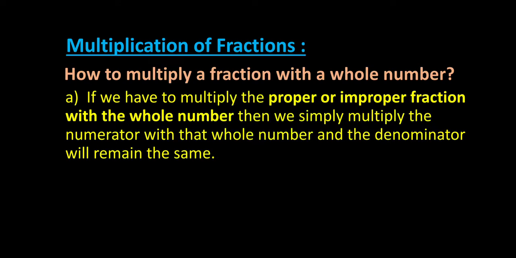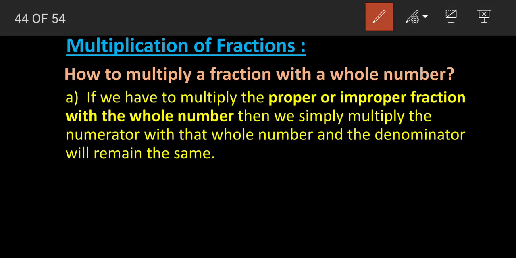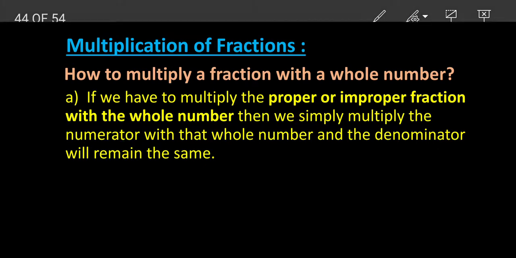If we have to multiply a proper or improper fraction with a whole number, then simply multiply the numerator with the whole number and the denominator remains the same. So while we are multiplying a fraction with a whole number, we just multiply the numerator and the whole number, keeping the denominator as it is. Okay. So here is an example.